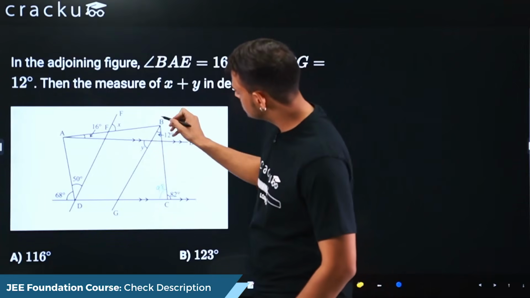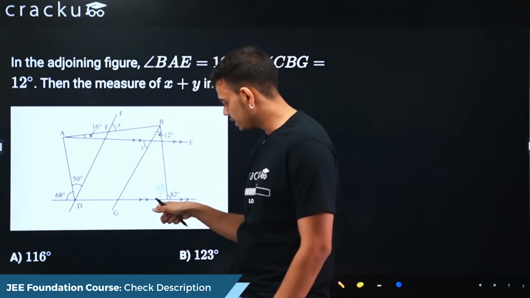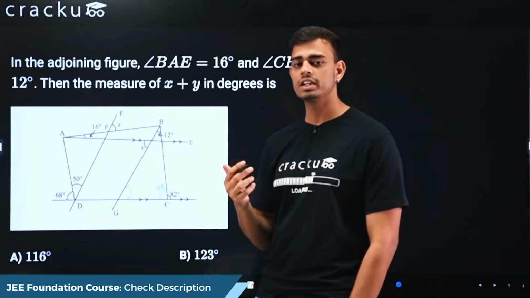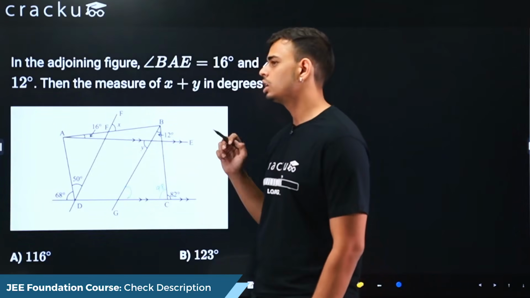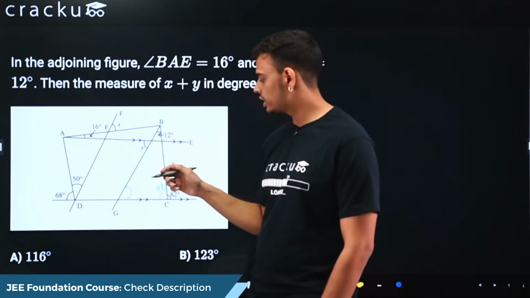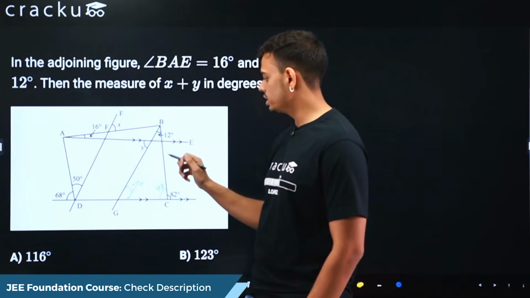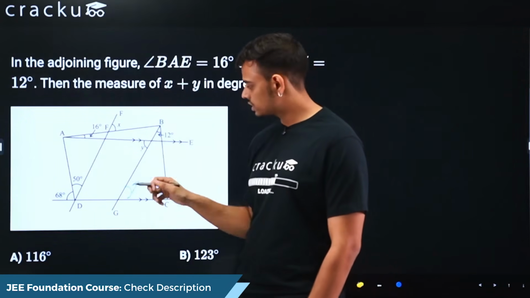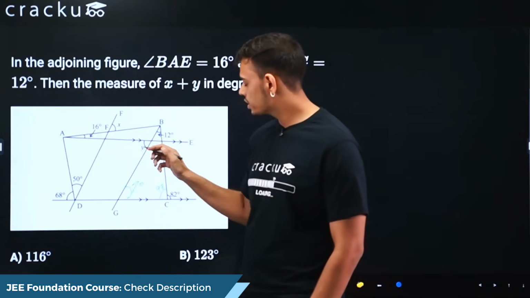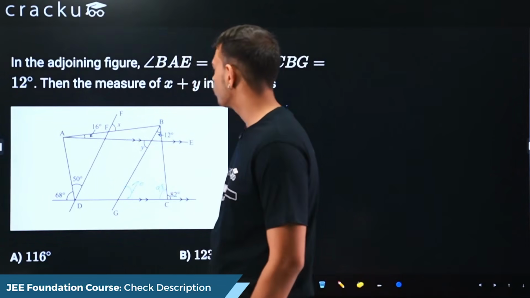Now in triangle GBC, I already have two angles. One is 12, one is 98. So this angle can be easily calculated because the sum of all interior angles of a triangle is 180 degrees. The sum is 110, so I'll subtract it from 180 and get 70 degrees. Now AE is parallel to DC and BG is a transversal, so these two angles should be equal. So y equals 70 degrees. Now I need to calculate the value of x to find this sum.